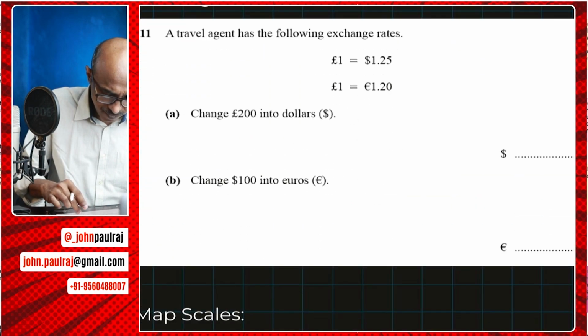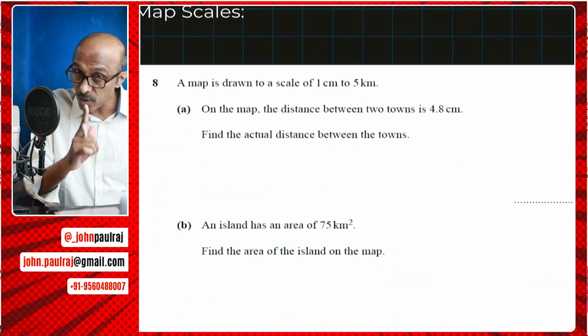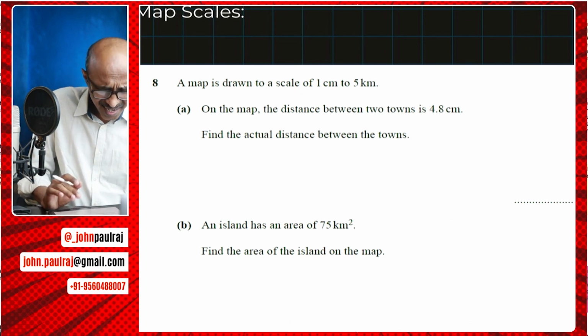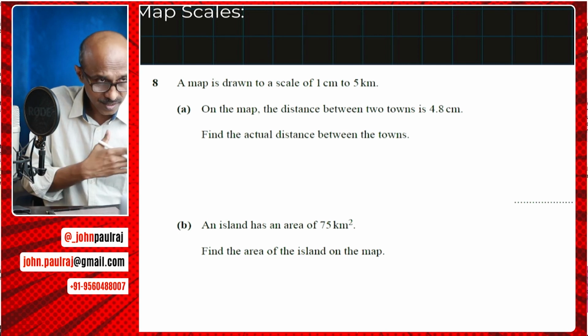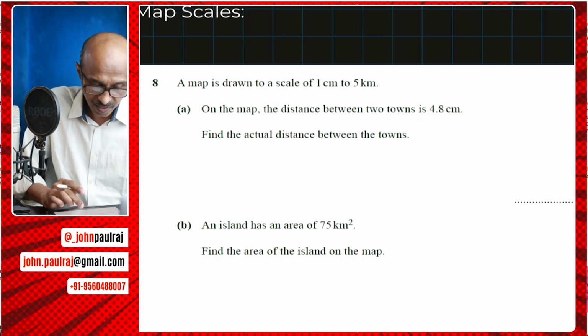We've already spoken about money conversions, exchange rates. Map scales has also come once. Interesting, right? Again, I don't want to lay my bet on this question. It's just come once in these last 24, 25 papers that I've analyzed.